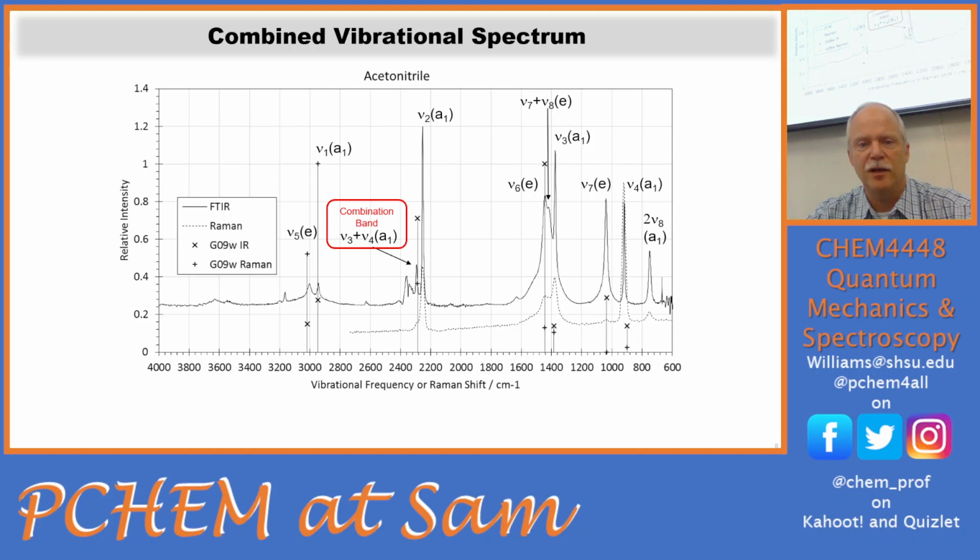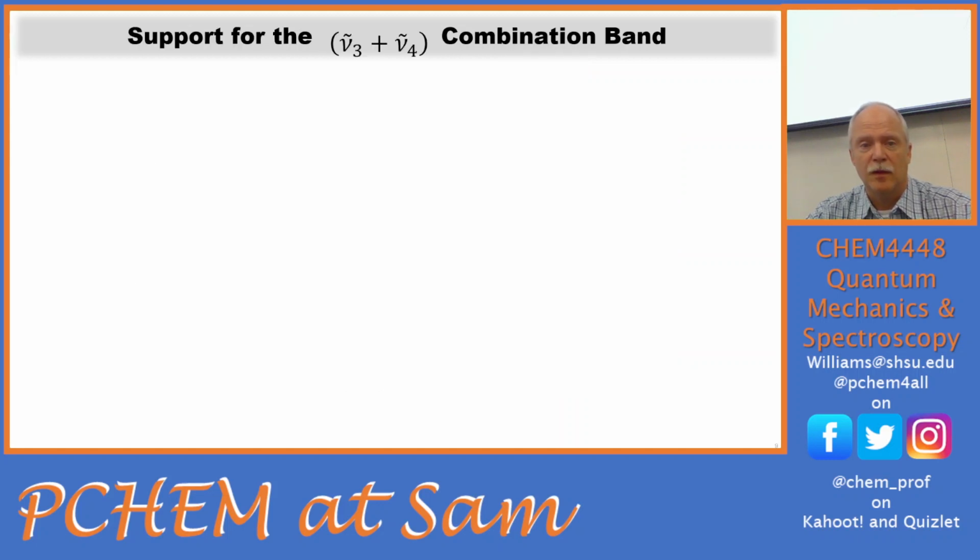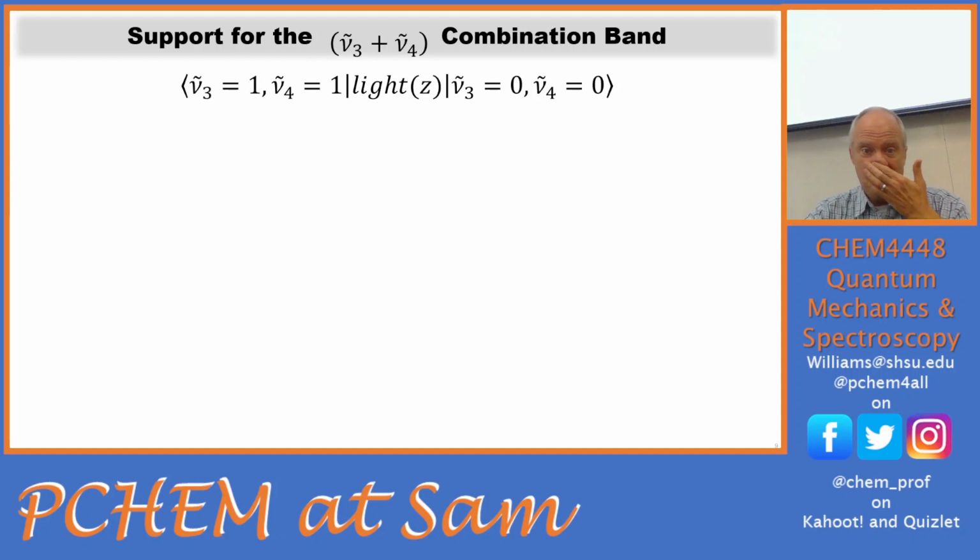Here's a combination band, ν3 plus ν4 in acetonitrile. Here's a combination band, ν7 plus ν8. And then here's an overtone, 2 times ν8. Okay. And so here are our setups. We're not showing all 8 quantum numbers because that would really be crazy, too big.